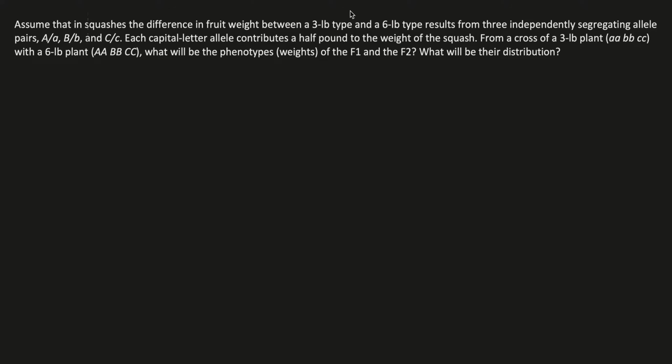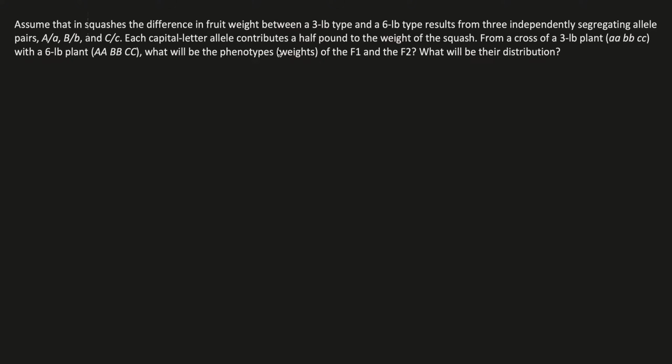Now the problem we're about to do has to do with additive genes. The question asks us to assume that in squashes the difference in fruit weight between a 3-pound type and a 6-pound type results from 3 independently segregating allele pairs AA, BB, and CC. Now that we know they're independently segregating, we know that the probability of any genotype for the offspring is the same thing as multiplying the probabilities of the genotypes for each allele pair.